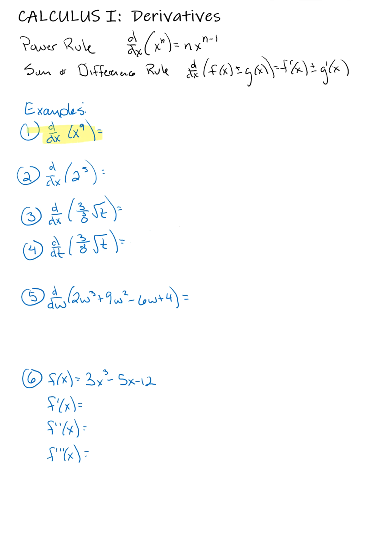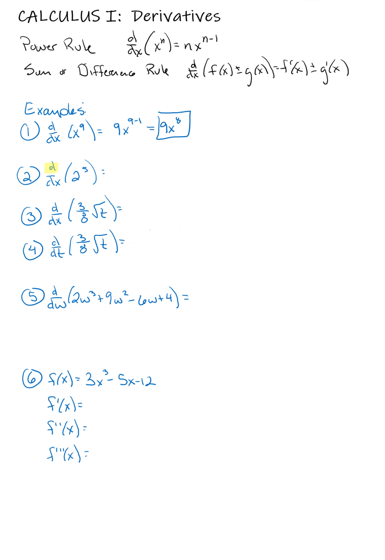We're going to take the derivative of x to the ninth. That's x raised to a power, so we're going to use our power rule. According to the power rule at the top of the page, we take that exponent 9, put it in the coefficient spot, and then write our variable raised to the exponent minus 1. So we have 9 times x raised to the 9 minus 1, so that's 9x to the 8th power. And there you go, the most basic example of the power rule.